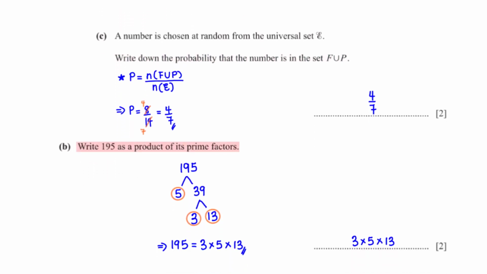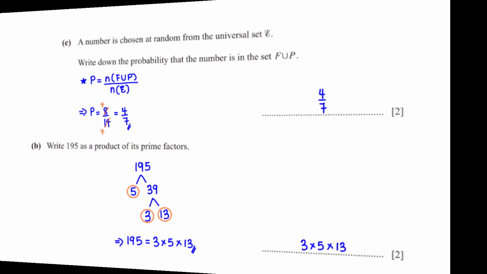Write 195 as a product of its prime factors. 195 can be written as 5 times 39. 5 is a prime number, so we circle it. 39 can be written as 3 times 13. 3 and 13 are prime numbers, so we circle them. So we have 195 equals 3 times 5 times 13.